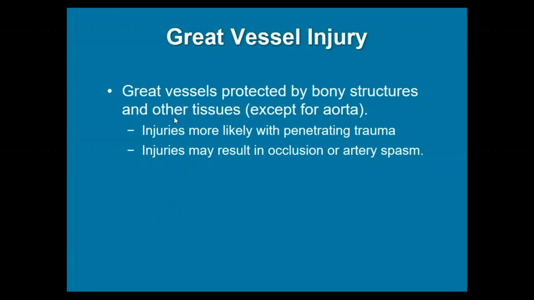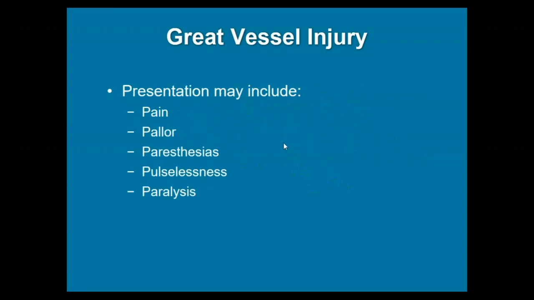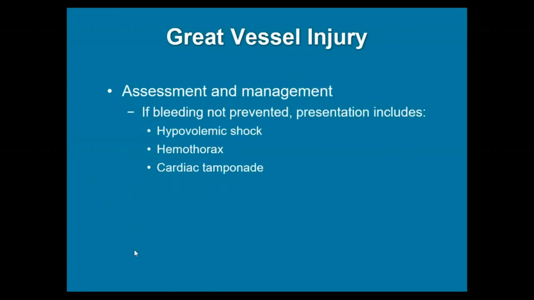Great vessel injury. We're talking inferior vena cava or superior vena cava. There's not that much of the inferior vena cava that's in the thoracic cavity, but you can injure it. You could have enough of an injury that it completely occludes it. What do we see? Pain, pallor, paresthesia. That's numbness and tingling, pins and needles. Paresthesia, pulselessness, paralysis. Five P's of great vessel injury.